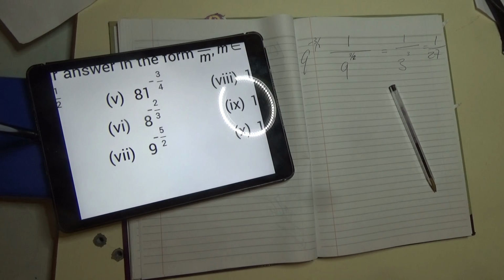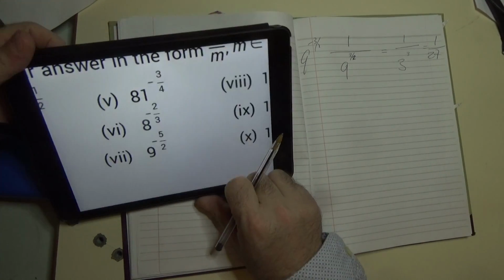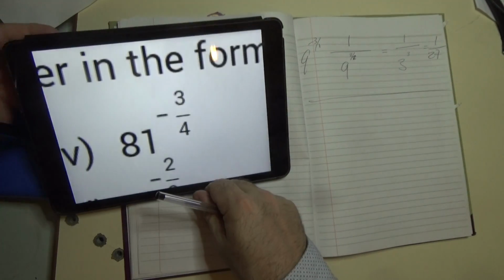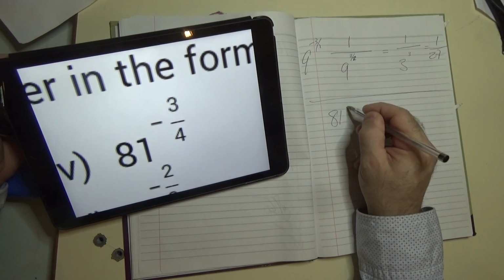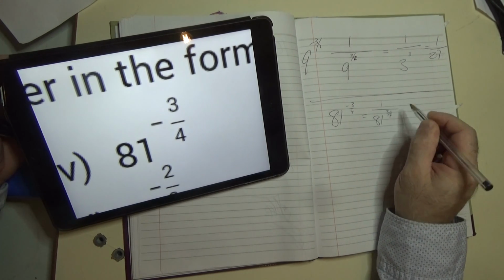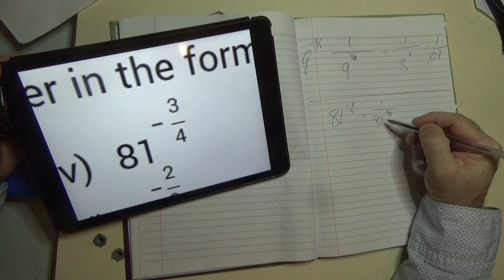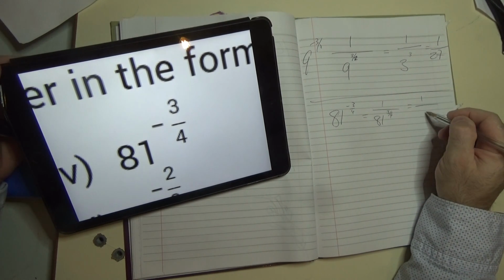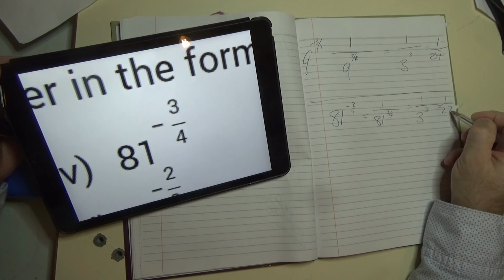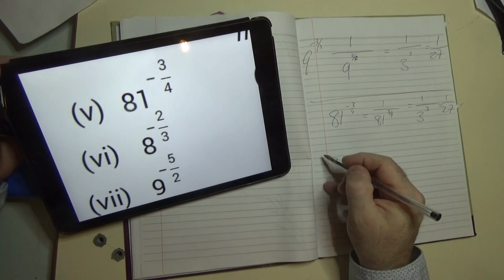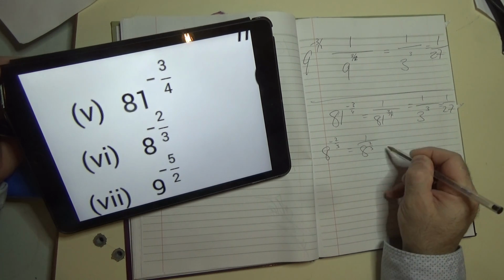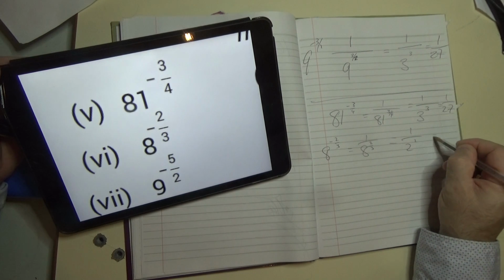Moving across the way now. We have 81 to the -3/4 equals 1 over 81 to the 3/4. I've eliminated the minus power. Now I'm going to eliminate the quarter, because 81 to the 1/4 is 3, and that's 1 over 27. 8 to the -2/3 equals 1 over 8 to the 2/3 equals 1 over 2 squared equals 1 over 4.